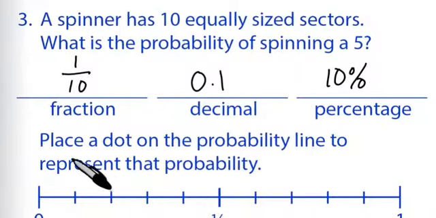So we need to place a dot on the probability line to represent that probability. 1/10 is right here on the probability line, because it goes from 0 to 1, and the way we're showing it, it's divided up into 10 segments. So 1/10 is right there.